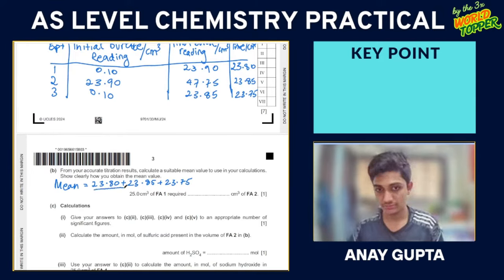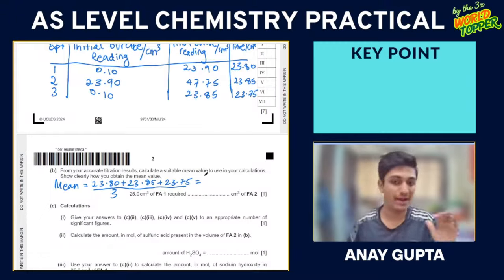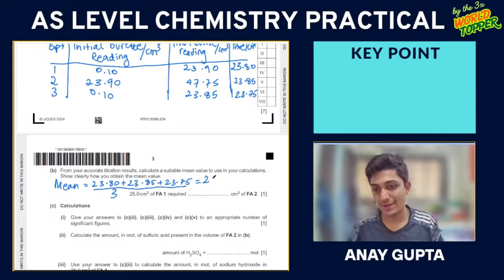But as I told you, I will just advise you to not record that reading at all. So record only concordant readings. That's my advice. So the average comes up to be 23.80 centimeter cube. Now this is just speculation. I think it was something around these lines, but as I told you, I don't really remember exactly.